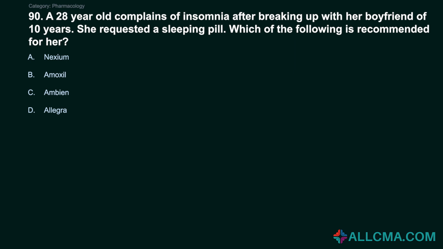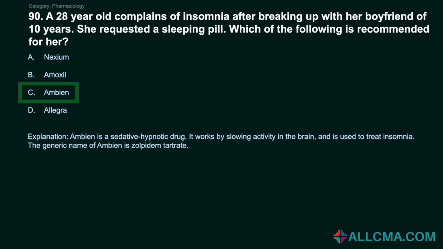90. A 28-year-old complains of insomnia after breaking up with her boyfriend of 10 years. She requested a sleeping pill. Which of the following is recommended for her? A. Nexium. B. Amoxil. C. Ambien. D. Allegra. Correct answer, C. Ambien. Ambien is a sedative hypnotic drug. It works by slowing activity in the brain, and is used to treat insomnia. The generic name of Ambien is zolpidem tartrate.